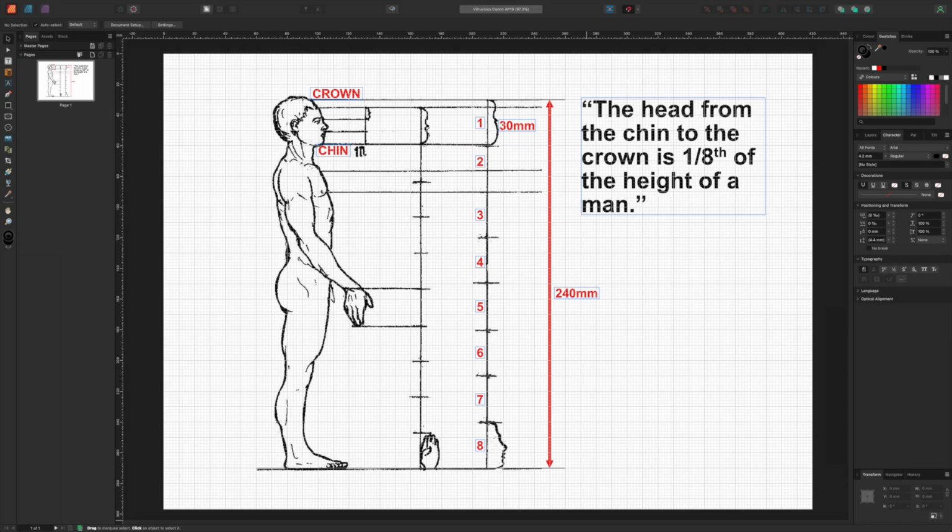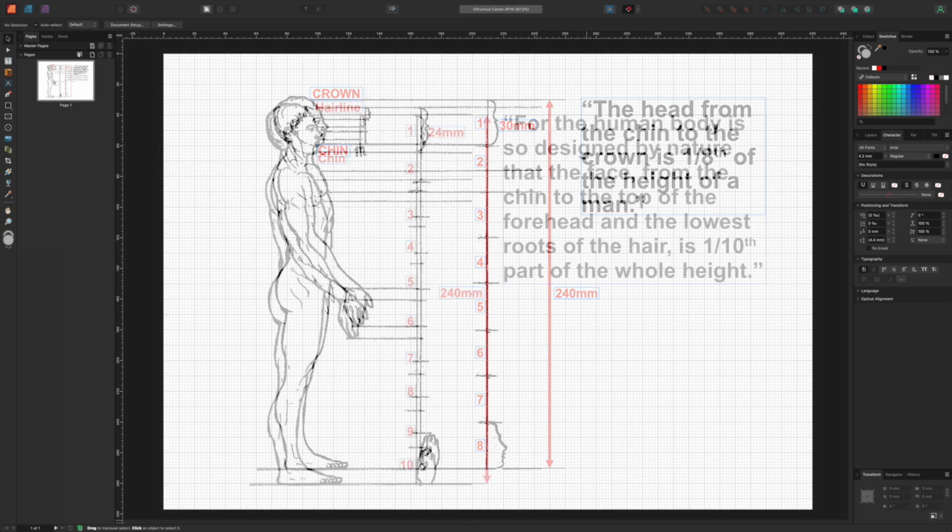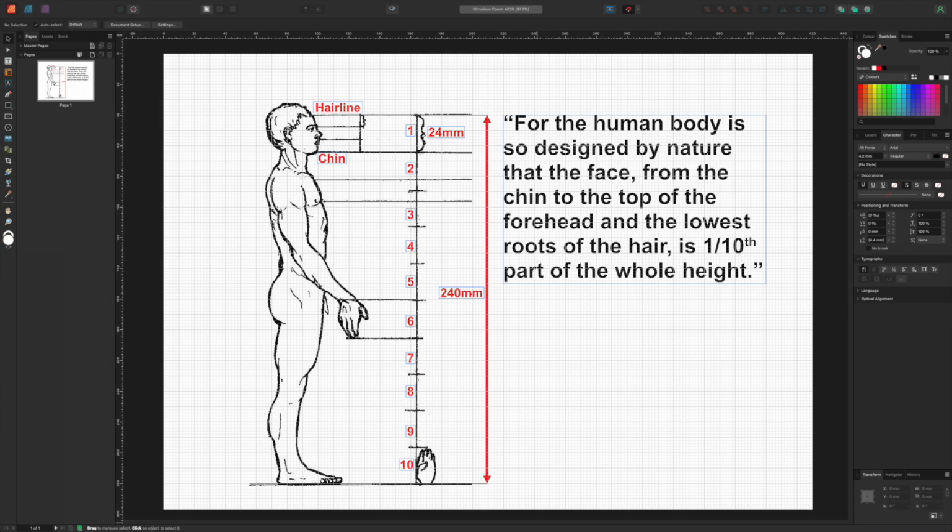One of the Human Canon proportions that Vitruvius quotes in his 10 books of architecture is that the head from the chin to the crown measures 1/8 of the height of a man. Another proportion quoted by Vitruvius follows: "For the human body is so designed by nature that the face, from the chin to the top of the forehead and the lowest roots of the hair, is 1/10 part of the whole height."